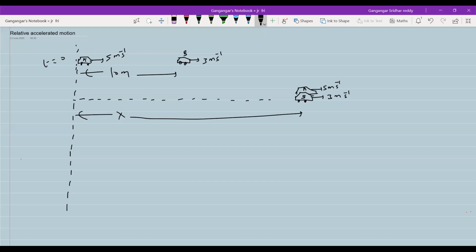Some connectivity problem is there. We'll just wait for 1 minute. Some 2-3 students are asking.